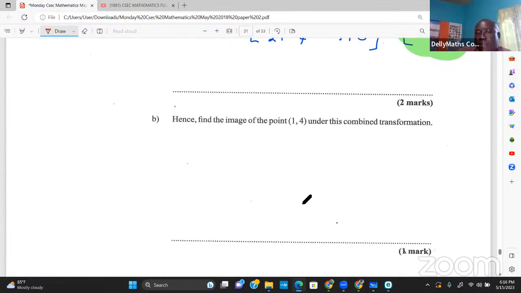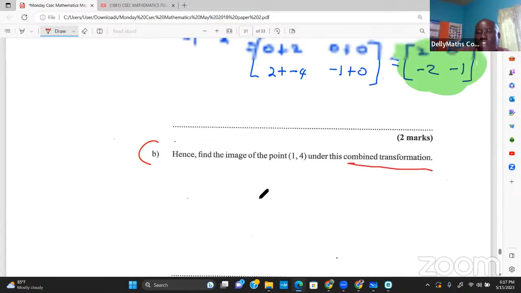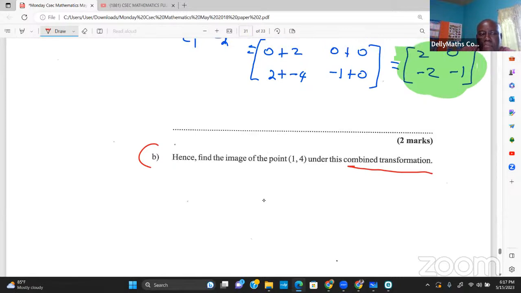All right. So part B of number 10 says hence. And we know that hence means go back to your last response. Find the image of 1, 4 under that combined transformation. So we all know that you're going to put that combined transformation to the left. And then you're going to write the point. So this is the combined PT. And then you're going to put this point, which is 1, 4, here.